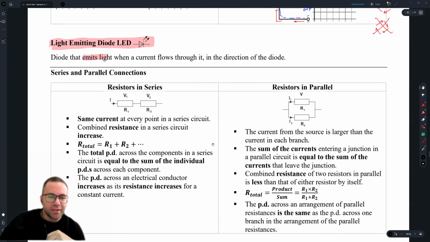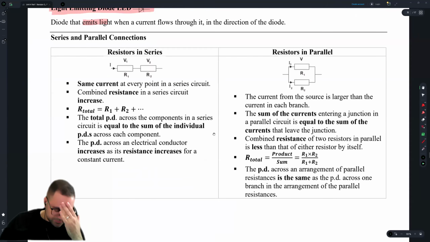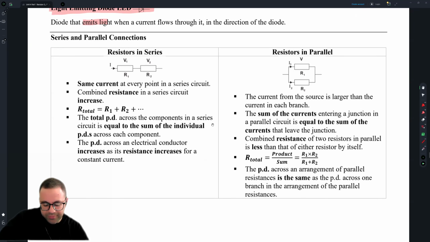Let's get into the highlight of this particular chapter. Series and parallel connections. This is the part that confuses some people and gives them trouble. But you need to remember something. Whatever I say in series will be the opposite of what happens in parallel.